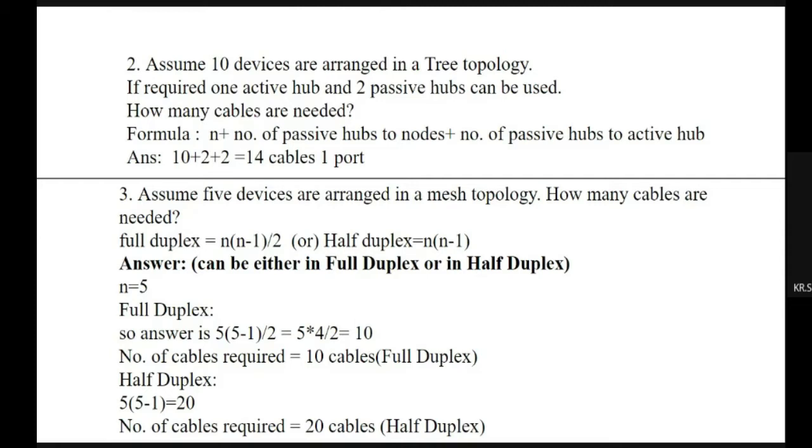So what is the value of n? The node value is 5. For the full duplex, the answer is n into n minus 1 divided by 2, that is 5 into 4 divided by 2. The final value is 10, so the cables required are 10. In the half duplex, the cables required are 20. So this is the difference between full duplex and half duplex mesh topology.